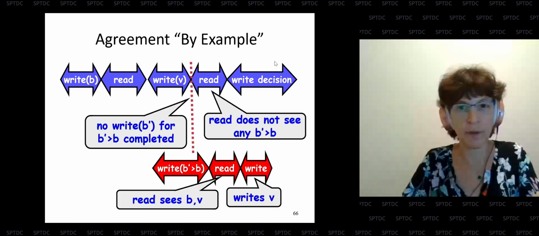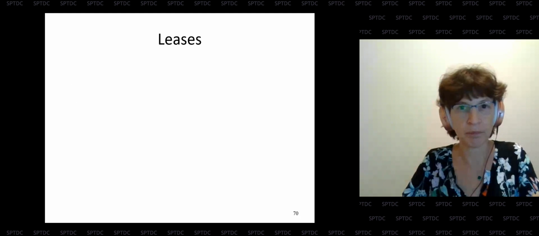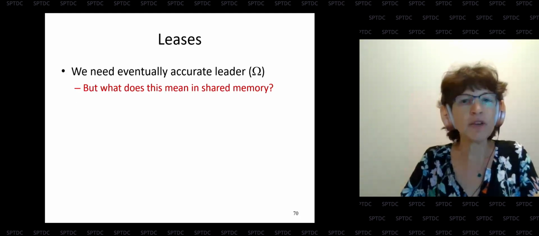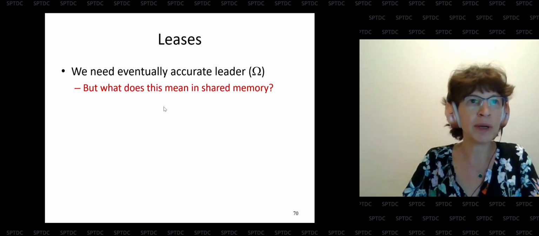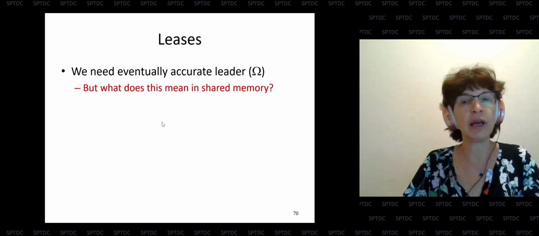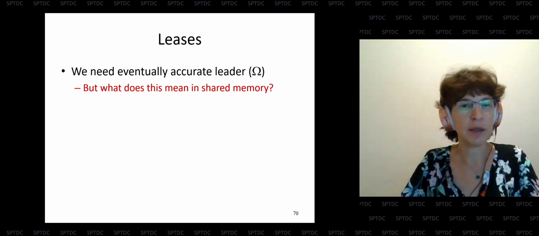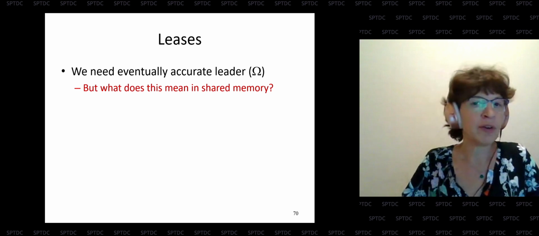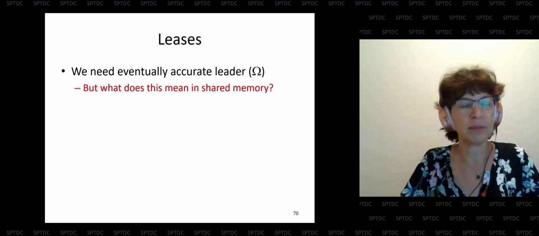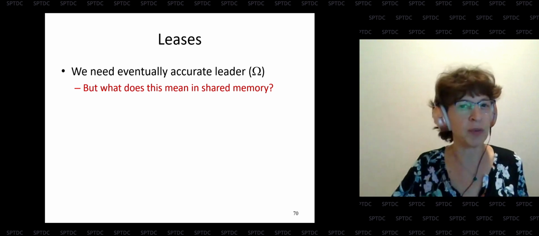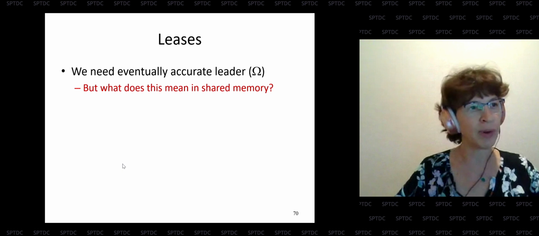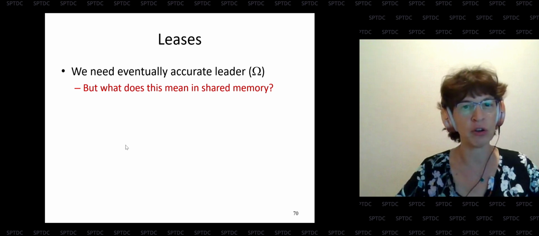Okay, so let's go back to omega. How do we get the omega? For omega, we need an eventually accurate leader. As I've briefly mentioned before, this is not a message passing system where we're trying to find one process to be the leader. This is a shared memory system where we have multiple processes accessing the shared memory.